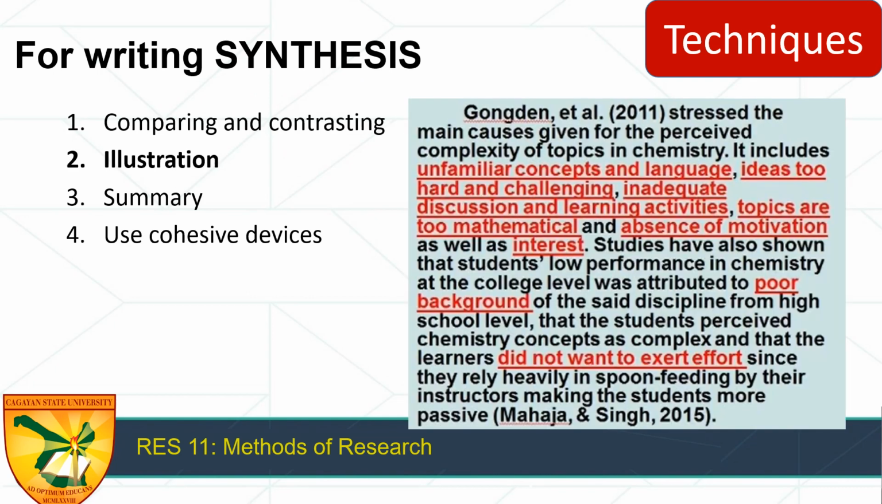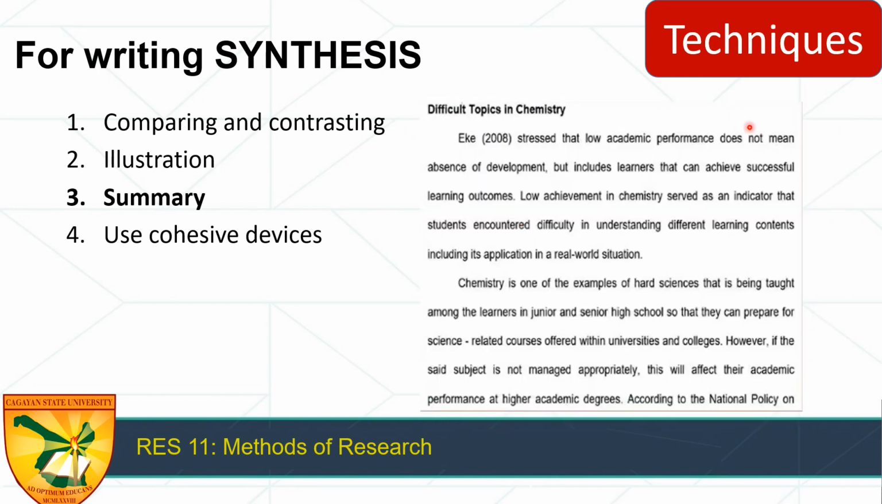So next technique is illustration. In this example, by illustration, you will see several variables that can be added and can be used in discussing your results in chapter 4. Then you can also summarize. For example, here we have the theme, difficult topics in chemistry. You summarize here all what other authors are saying about difficult topics in chemistry, but you need to include your conclusion or what you think about the topic.